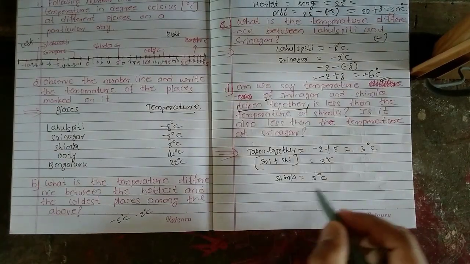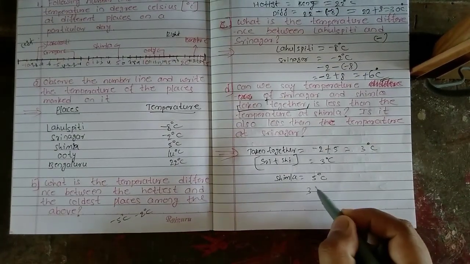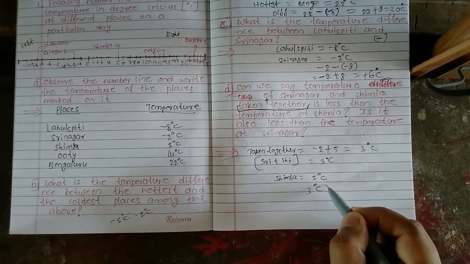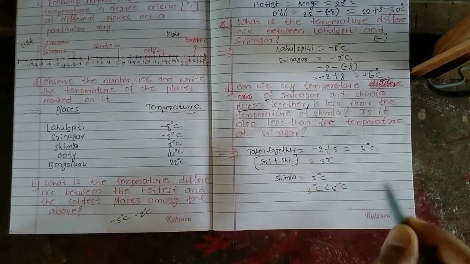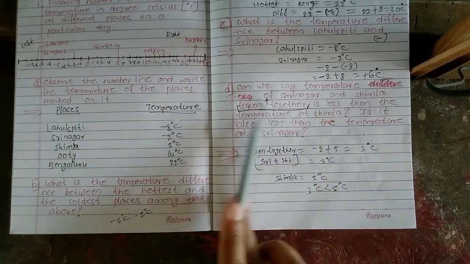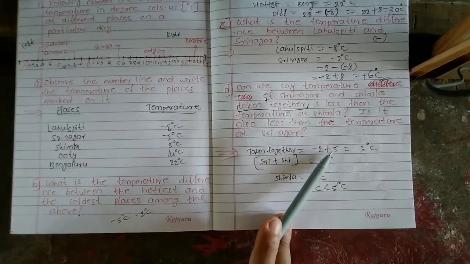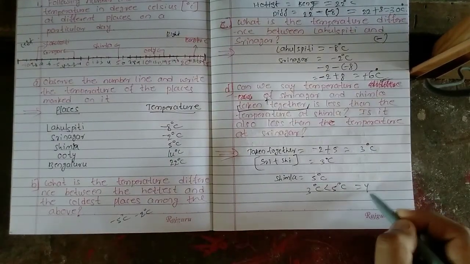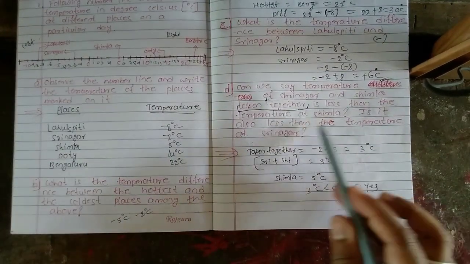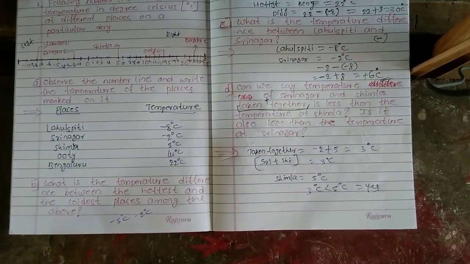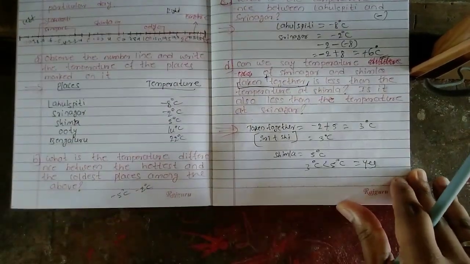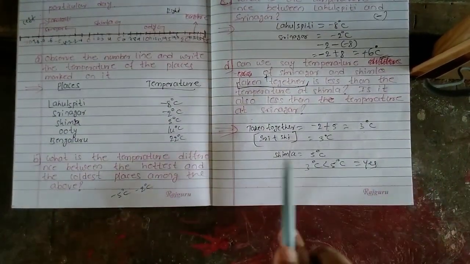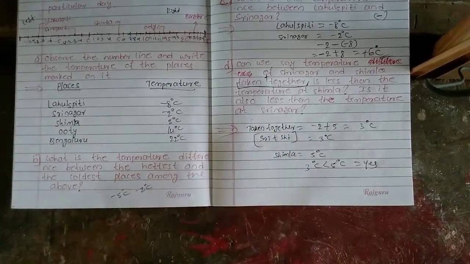Means 3 degrees Celsius is what here? Less than 5 degrees Celsius. Means taking Srinagar and Shimla temperature together is less than the Shimla temperature. Yes, we can write yes. It is less than the temperature at Shimla. Next question is, is it also less than the temperature at Srinagar?